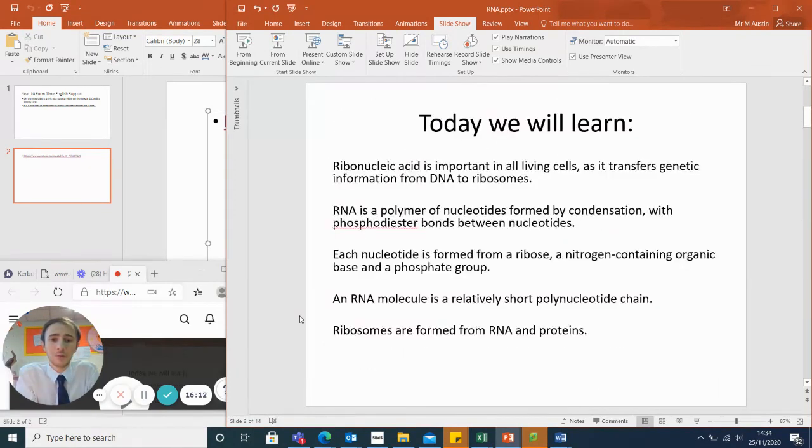In terms of what you should know, let's have a look at the learning objectives. You should know that it's found in all cells. You should know that it transfers information from DNA to ribosomes. You should know that it's formed of nucleotides. You should know what a phosphodiester bond is already from the previous lesson. You should know that it's formed from ribose, base, and phosphate, that it's short, and that the ribosomes are formed from RNA and proteins.